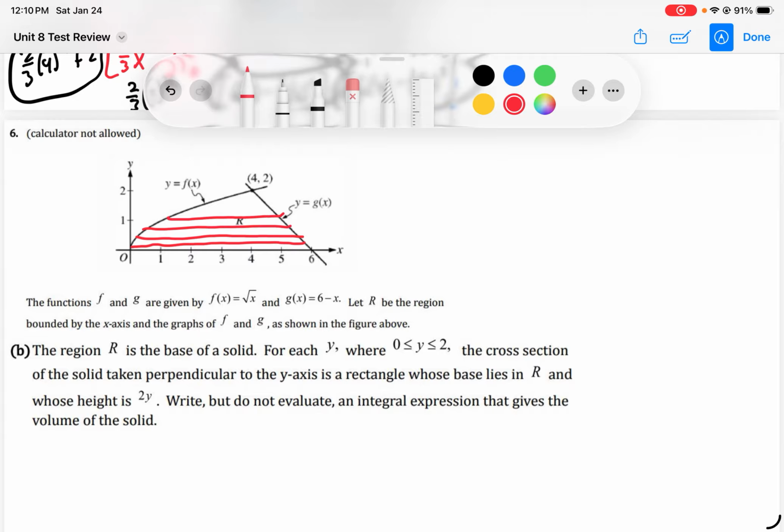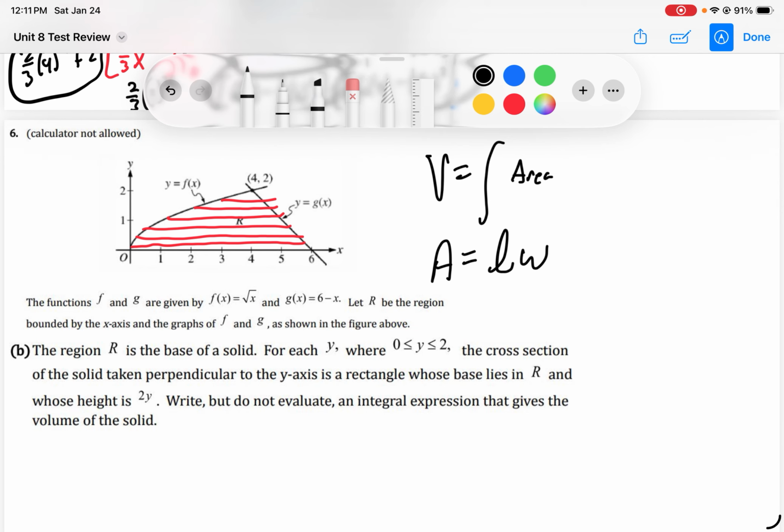All right, so the cross sections are perpendicular to the y-axis, so they're going this way. If I want to find the volume, it is equal to the sum of an infinite number of areas. So to get the volume, I need the area. Every rectangle is length times width, so I need the length and the width, or the base and the height.